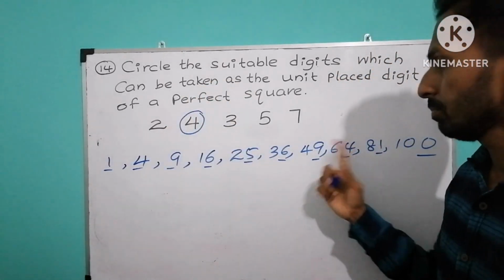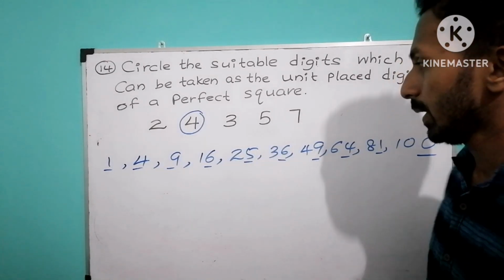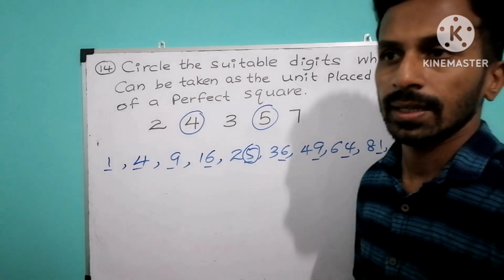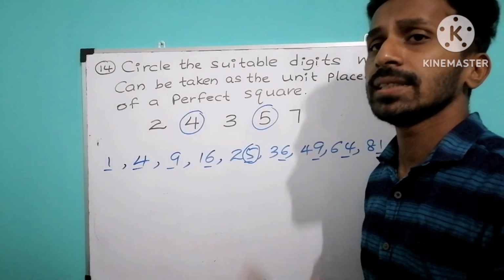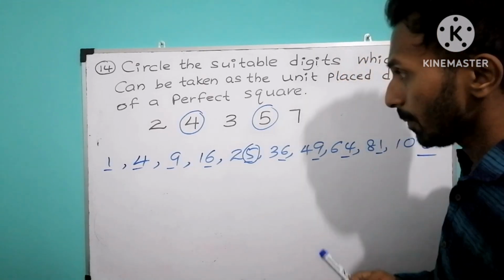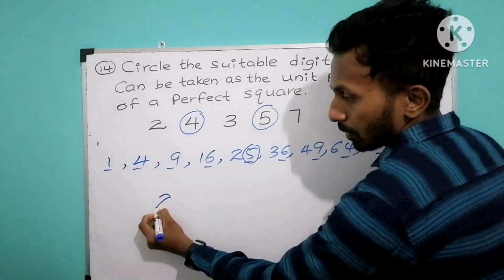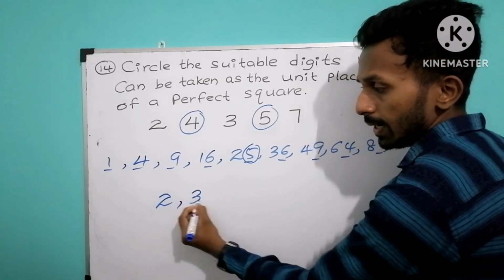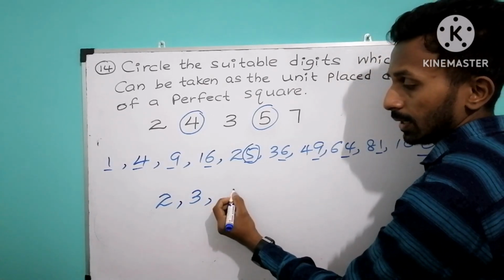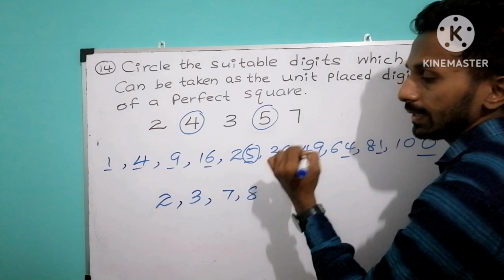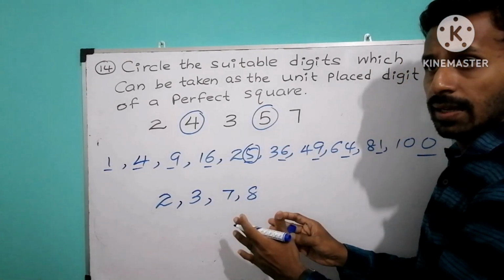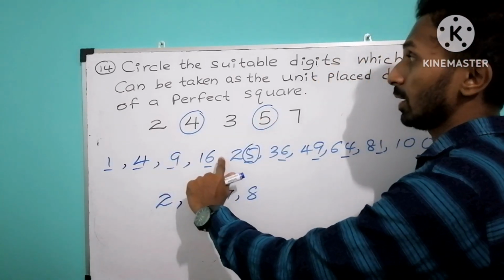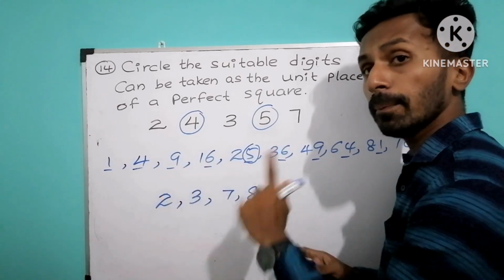3, no. 5 here. Then 7 is not here. This is the theory part. We have learned this one in your lesson. Normally, not normally, always 2, 3 and 7 and 8. These digits cannot be seen in the ones place or unit place in the perfect square.